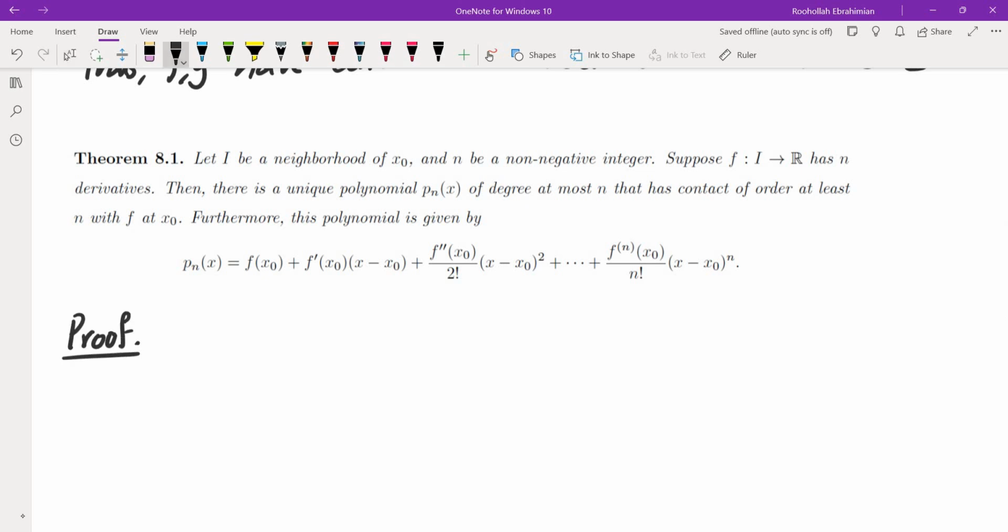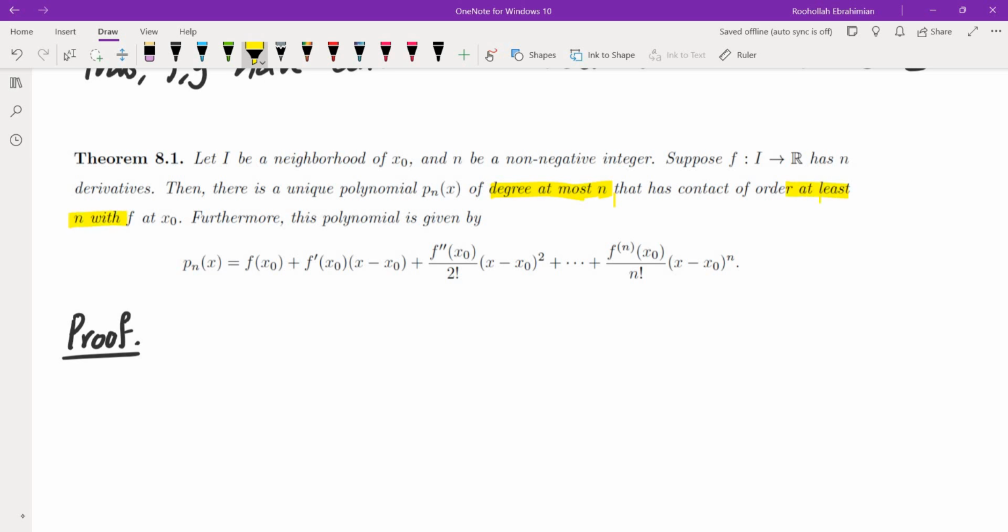So let's look at this theorem, and then we will go over the proof of this theorem. Let I be a neighborhood of x0 and n be a non-negative integer. Suppose f from I to R has n derivatives. Then there is a unique polynomial Pn of x of degree at most n that has contact of order at least n with f. So for any function that you take, there's a polynomial of degree at most n, and the contact is at least n.